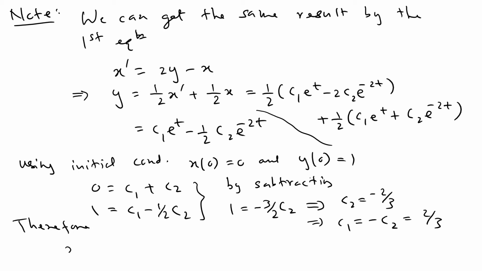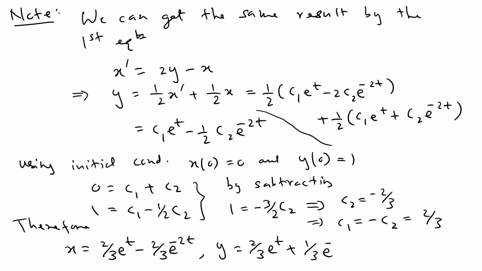So we have x, which is 2/3 e to the t minus 2/3 e to the negative 2t, and y, which is 2/3 e to the t plus 1/3 e to the negative 2t. So that's the solution to the system.